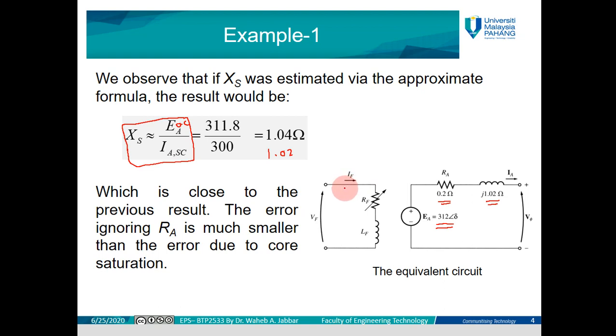So this is how to find the parameters of the synchronous generator by using either the DC test, or the open circuit test, or the short circuit test.